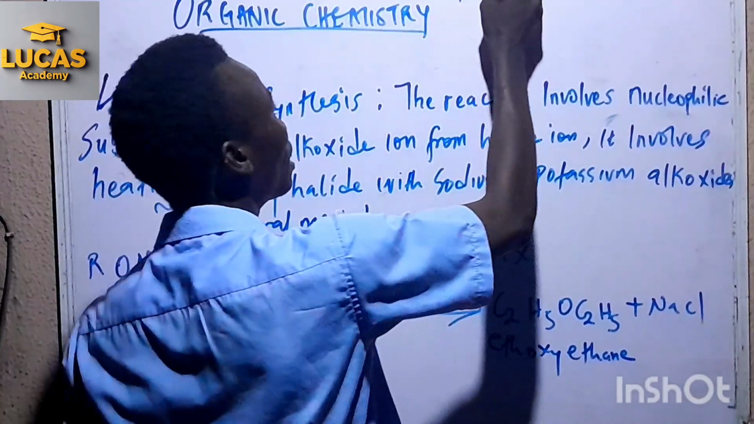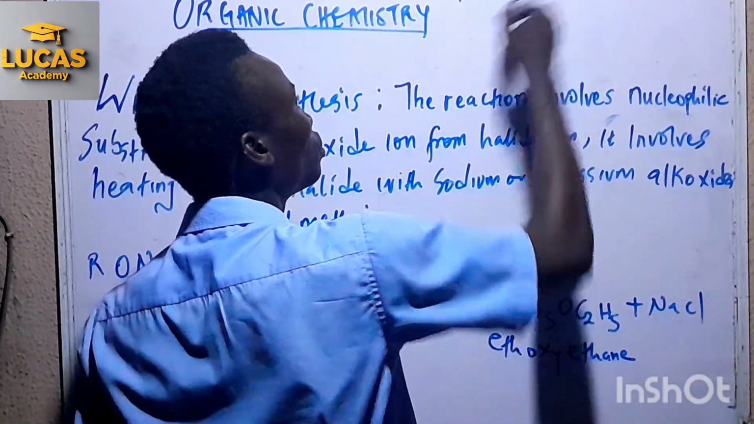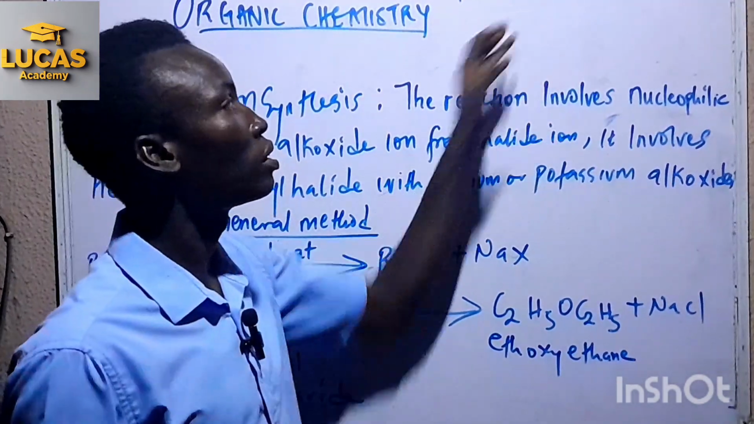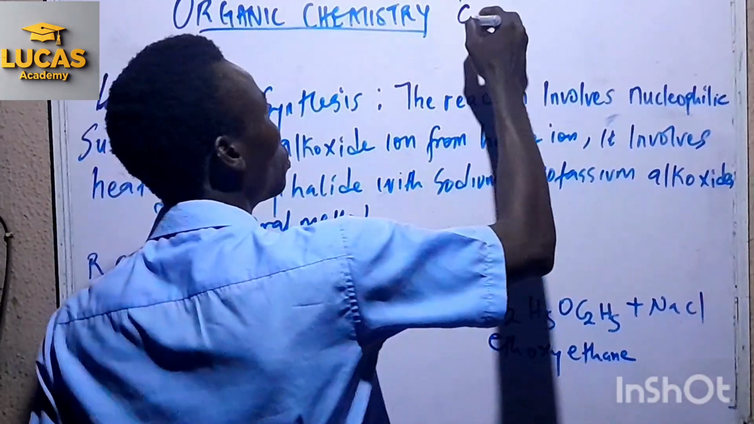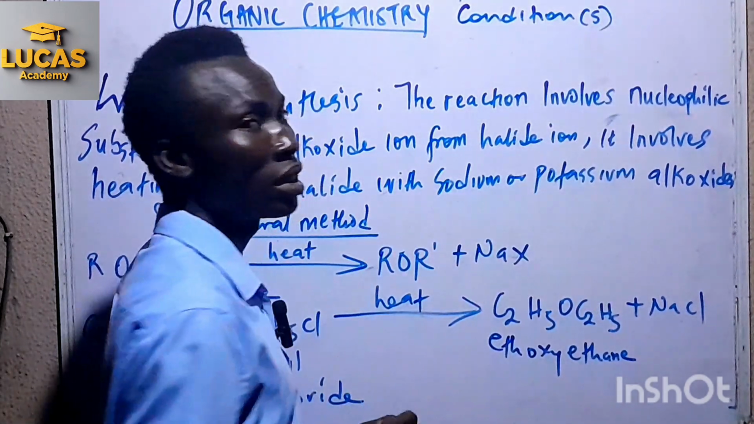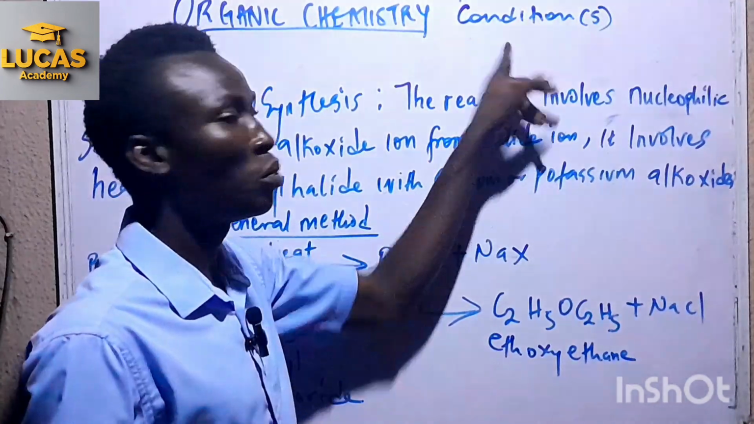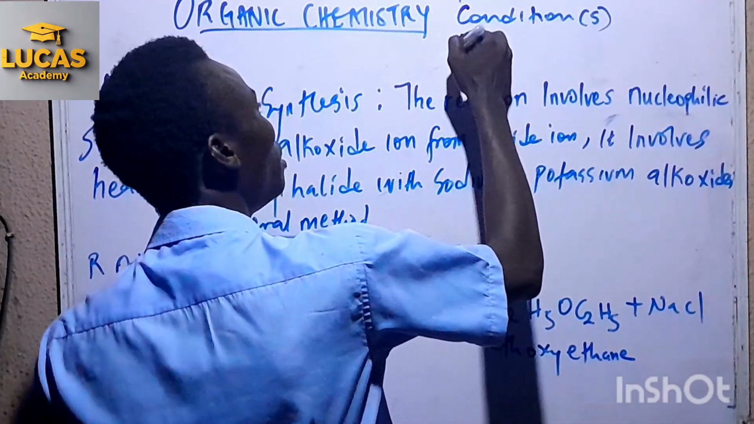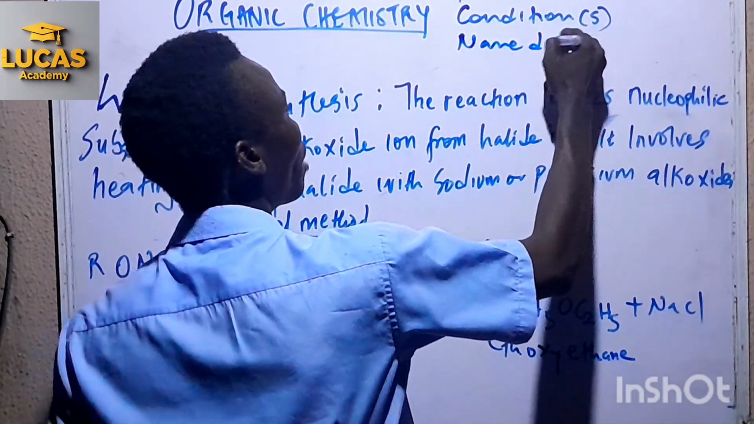Number one, what are the reactants? You must know the reactants involved. It is very, very essential. That is number one point there. Then, number two, we have what we call conditions. What are the conditions required? That's another point there. Then, number three, named after who? Named after who?